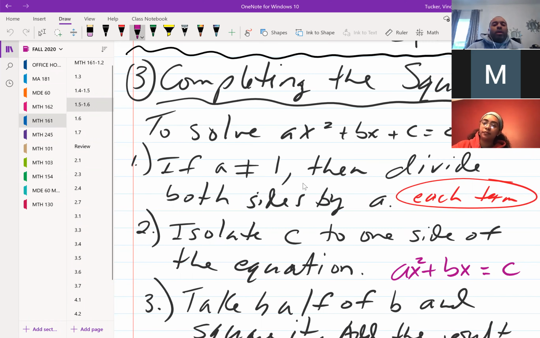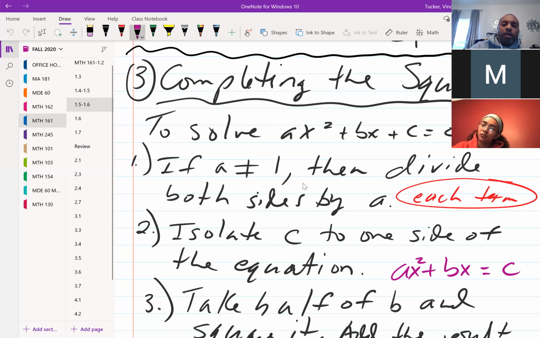So picking up where we left off, 1.5, completing the square. We have some steps. We'll walk through the steps and then we'll do a problem walking through those steps as well. So we want to solve ax squared plus bx plus c equal to 0. That's our standard form, general form. It says if a is not equal to 1, then divide both sides by a. In other words, we're going to divide each term by a if a is not equal to 1.